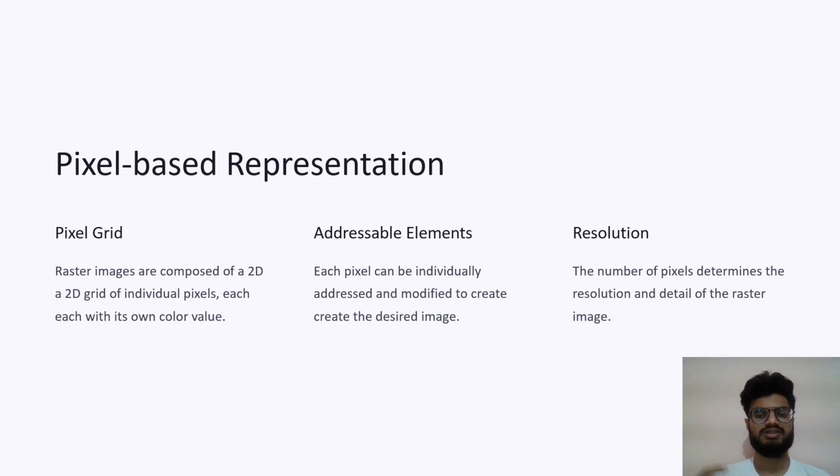Each pixel has its own unique coordinates or address where it is placed so that the particular image is formed. And then the resolution. The number of pixels determines the resolution of the raster image. Resolution is nothing but the detailing. The more pixels present in the picture, the more detail is present.